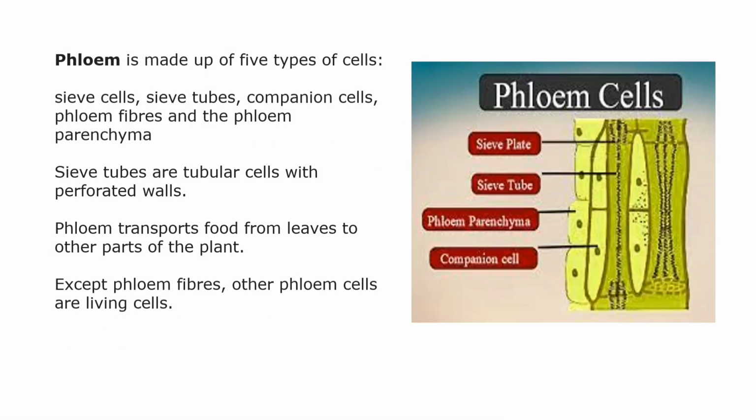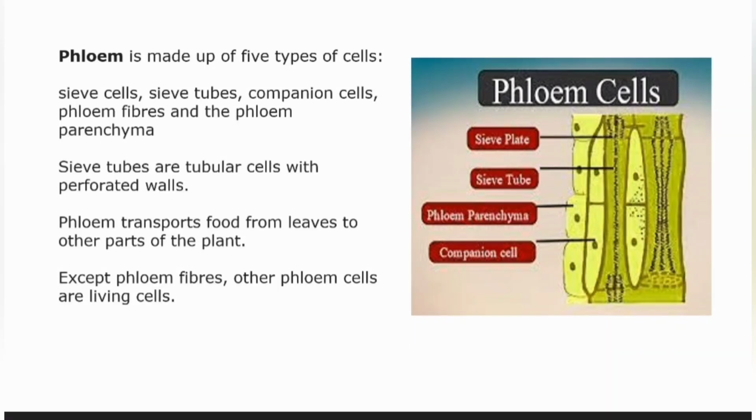Phloem is made up of five types of cells: sieve cells, sieve tubes, companion cells, phloem fibers and phloem parenchyma. All this is labeled and I am giving it as pictures. You can observe this. Sieve tubes are tubular cells with perforated walls. Phloem transports food from leaves to other parts of the plant. Except phloem fibers, other phloem cells are living cells. Phloem is named for the food of the plants. It supplies food from leaves to other parts.